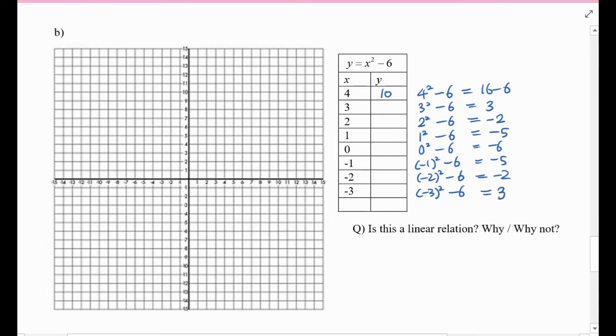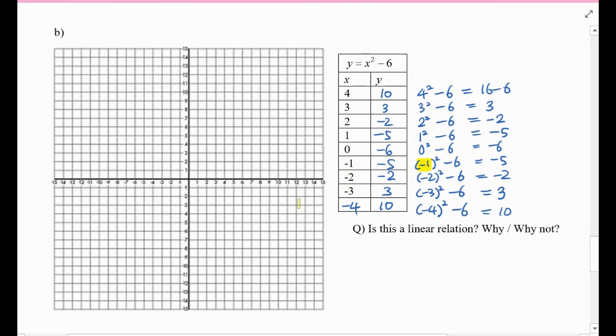Positive 3. Okay? So let's rewrite everything. 3, negative 2, negative 5, negative 6, negative 5, negative 2, and 3. So let's plug in negative 4. Negative 4 squared minus 6. 16 minus 6 is 10. So everyone, when you plug in a negative number, don't forget to put brackets around it, right?